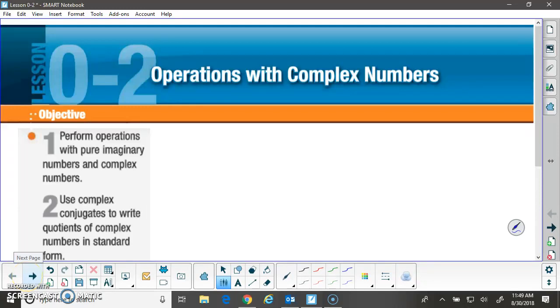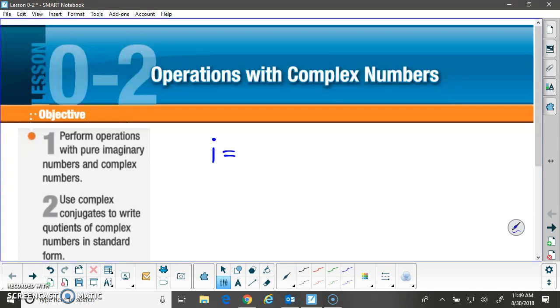Lesson 2 of Chapter 0 is on operations with complex numbers. First objective we're going to be focused on is performing operations with pure imaginary numbers and with complex numbers. So we need to talk about the imaginary unit i.